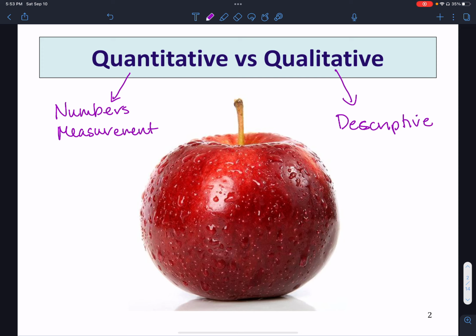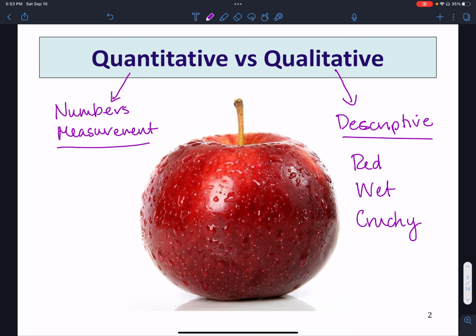So if we look at our apple here, under the qualitative side, I could say things like it's red, it looks wet, maybe it's crunchy when you eat it. On the quantitative side, I could say something like it has a diameter of, I don't know, 26 centimeters. I could say it has a mass of 200 grams.